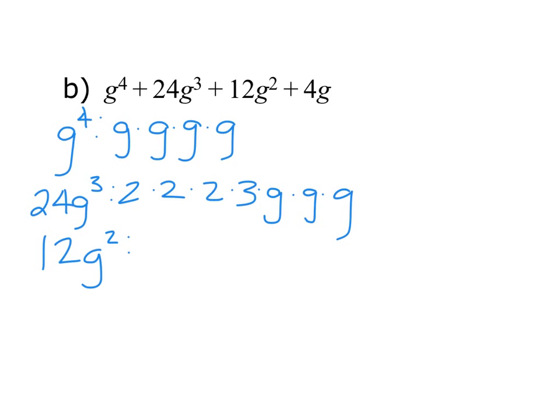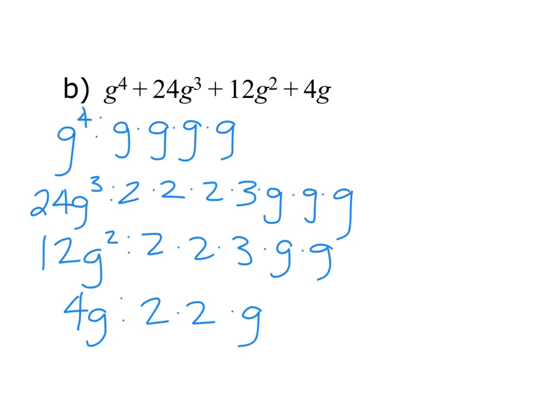With some practice, you'll be able to just recognize the common terms. 12g squared. Well, 12 is just 2 times 2 times 3, right? Do we need to do a factor tree on that? I know that's 4 times 3, and 4 is 2 times 2. And then 2 g's. And 4g, well, what goes into 4? 2 twice, right?